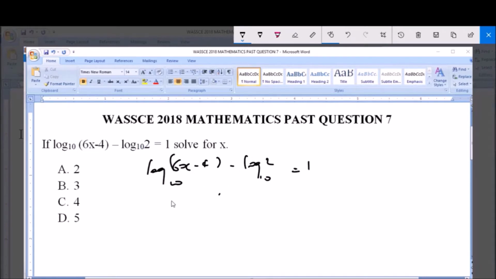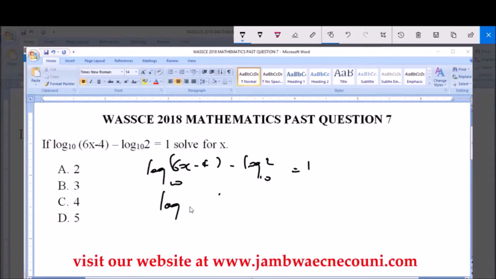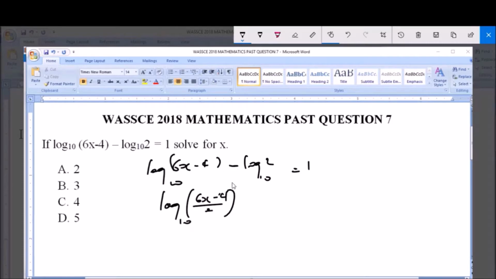Now from this we can see that this is given as log of 6x minus 4 all over 2 base 10. Since you have the same base, and due to this negative sign, we divide. And if it is plus, we multiply. This is equals to, now 1 is equals to what? Log 10 base 10. Log 10 base 10 is equals to 1. So from this we can see this log base 10 cancels, and then we'll be having 6x minus 4 all over 2 is equals to 10.